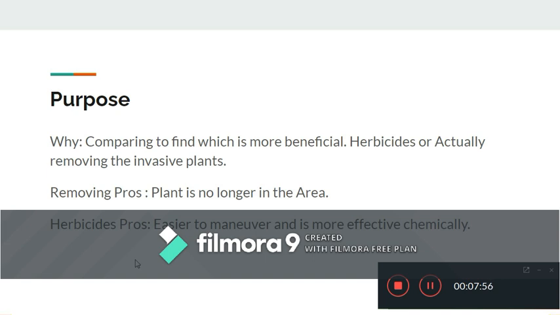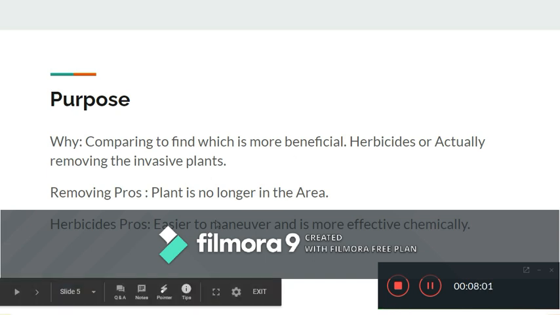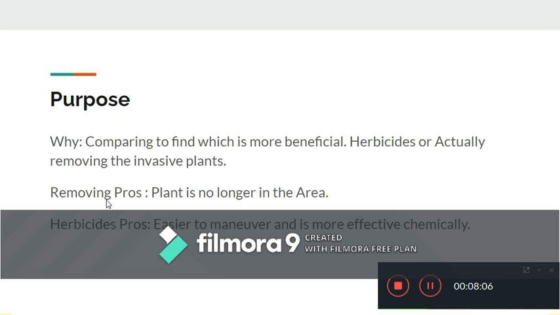Now, some cons that I didn't put in the slideshow: for removing the plant, some invasive plants could in fact be poisonous, and even though you're wearing gloves, which I will always be wearing while conducting these projects, you don't want to pull up another plant or have it just be unbeneficial. And herbicides sometimes can kill off regular plants as well, not just the invasive plants that you want to, because it gets in the soil as well. So you want to be cautious of that.